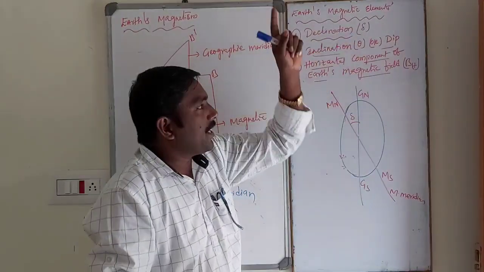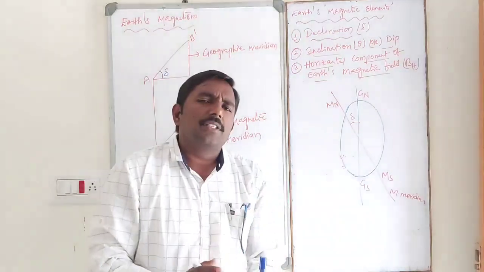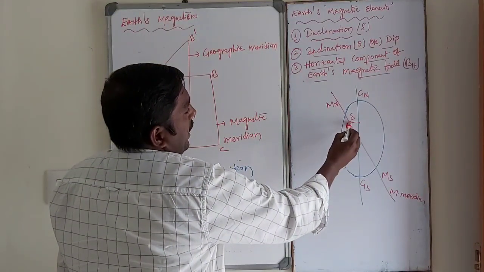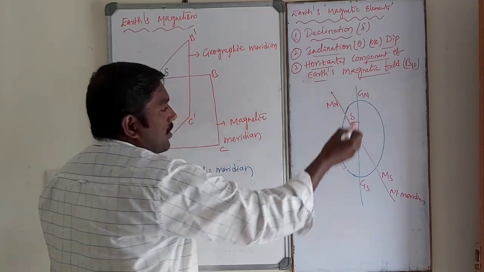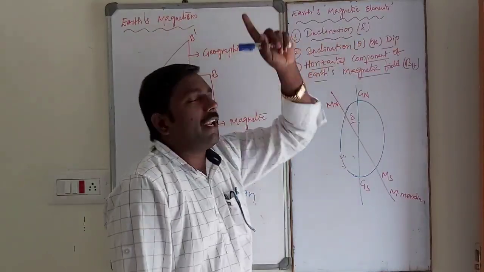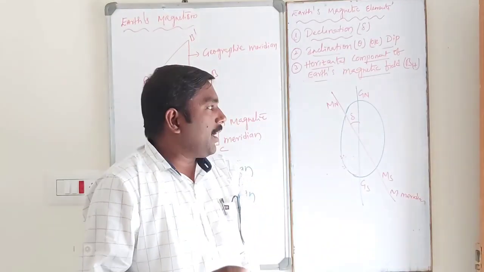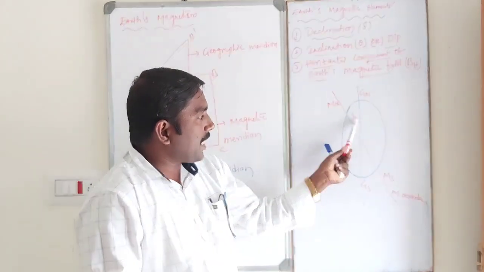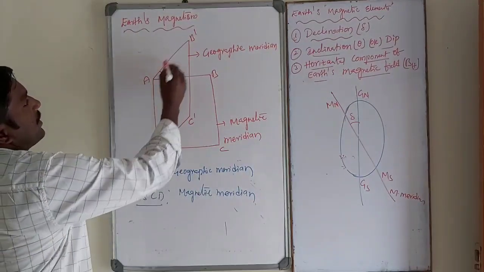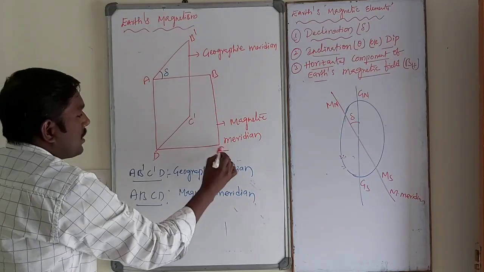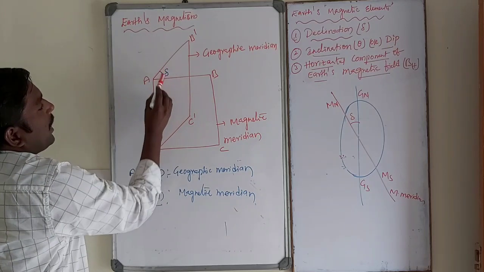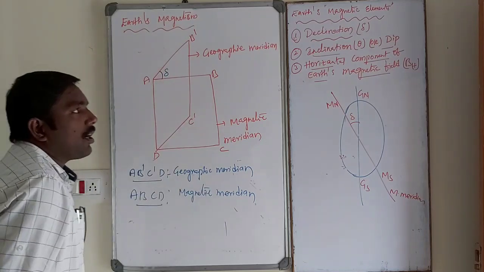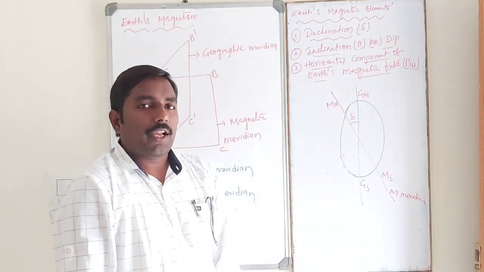First one, declination. What is meant by declination? It is very easy and very simple. The angle between magnetic meridian and geographic meridian is called declination, that is delta. See this? This is the geographic meridian. This is the magnetic meridian. The angle between them is called declination. Okay, clear.